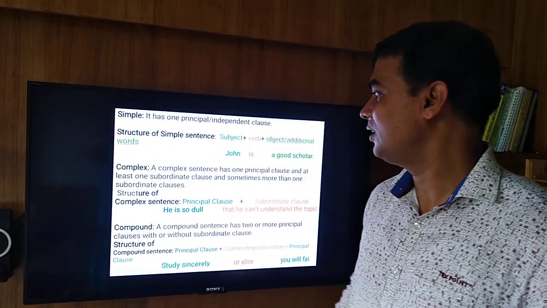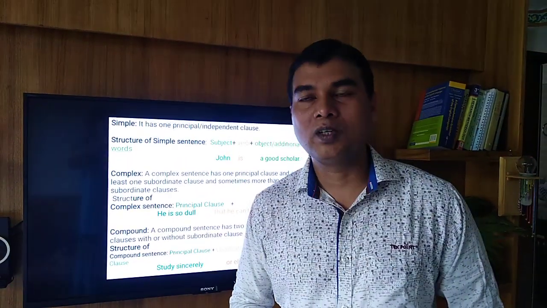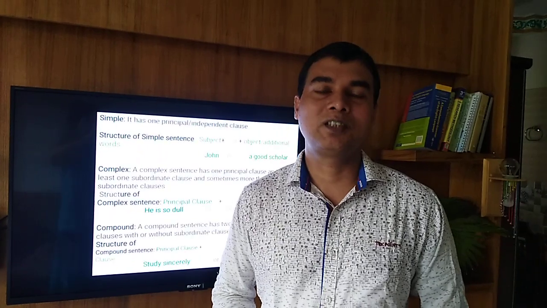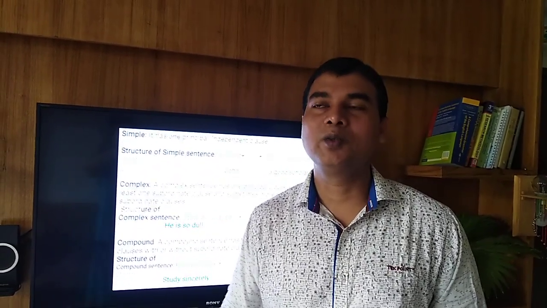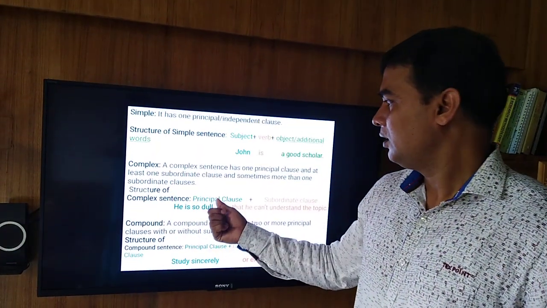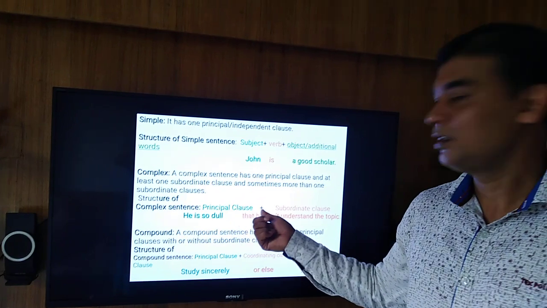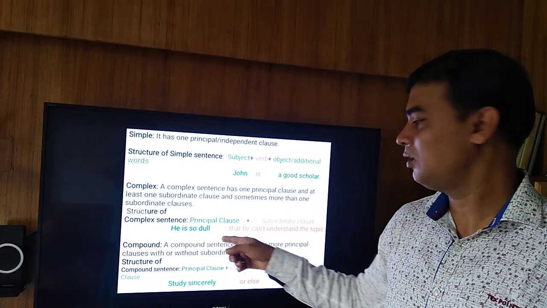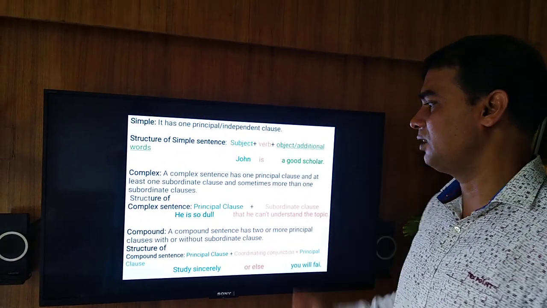And now a complex sentence. A complex sentence has at least one principal clause and one subordinate clause. Sometimes you will find more than one subordinate clauses. See the structure: principal clause plus subordinate clause. He is so dull, this is a principal clause, and subordinate clause that he cannot understand the topic.